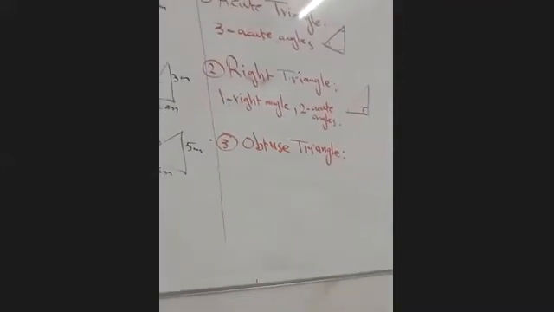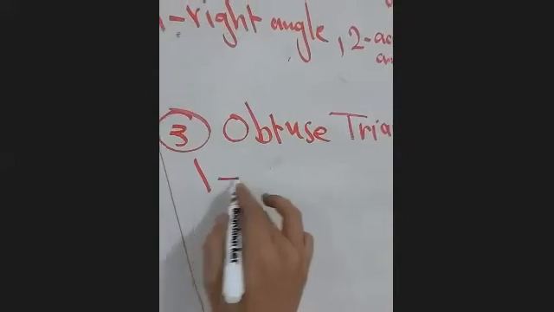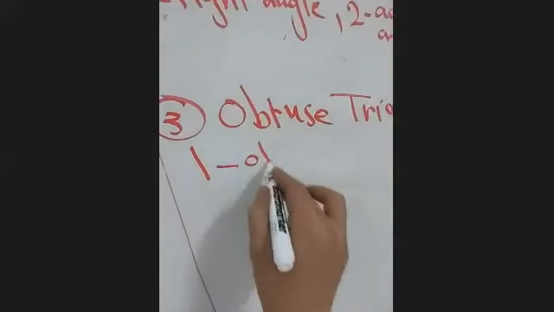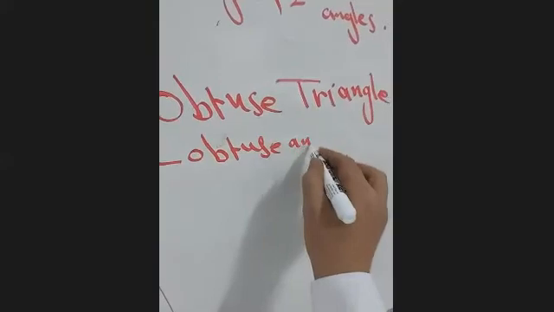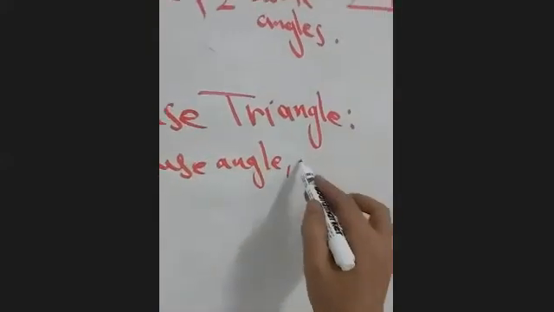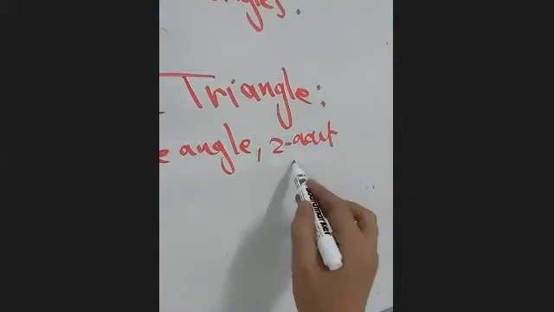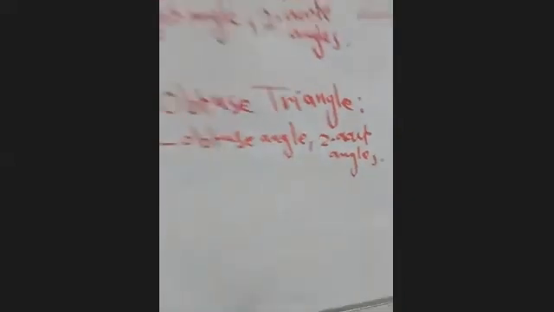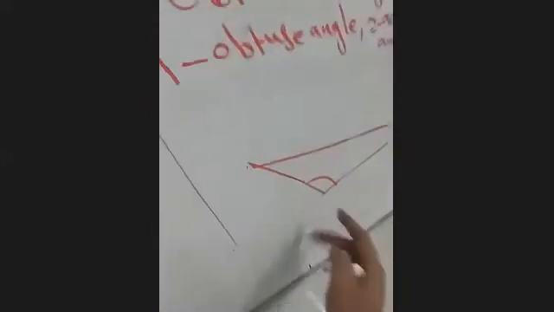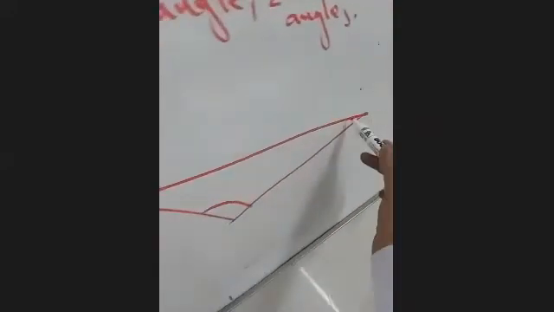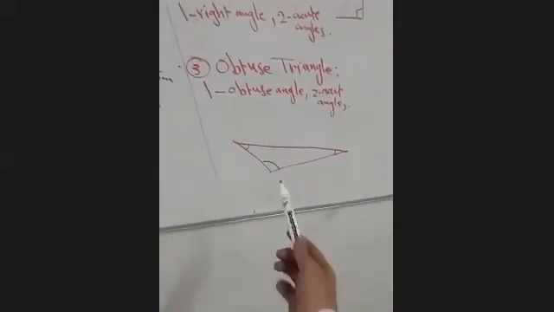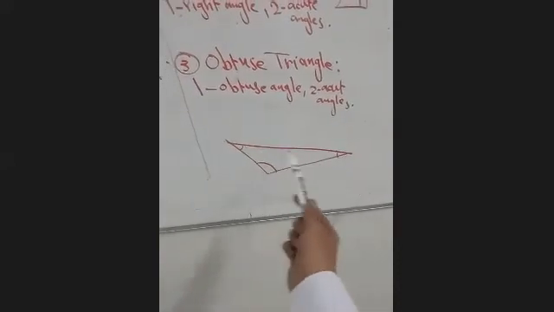In the obtuse triangle, guys, we have one obtuse angle and 2 acute angles. So the obtuse triangle has 1 angle like this one, the big one. Look, for example, this is the big one, see it? And these 2 angles here are small. So we have an obtuse angle and 2 acute angles.